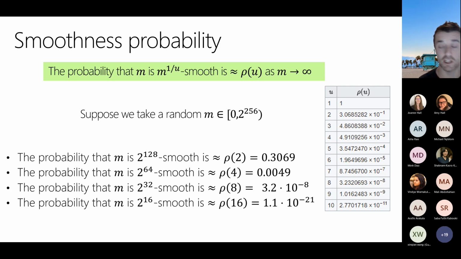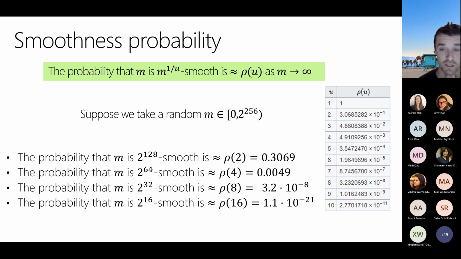But essentially, all of the theory we could take from the literature is based around, if we're looking at a random number in the interval between 0 and 2 to the 256, which is what we're doing if we're looking for random 256-bit numbers, what's the probability that a random number of that size is 100 smooth, let's say, or 64 smooth, or 2 to the 10 smooth?